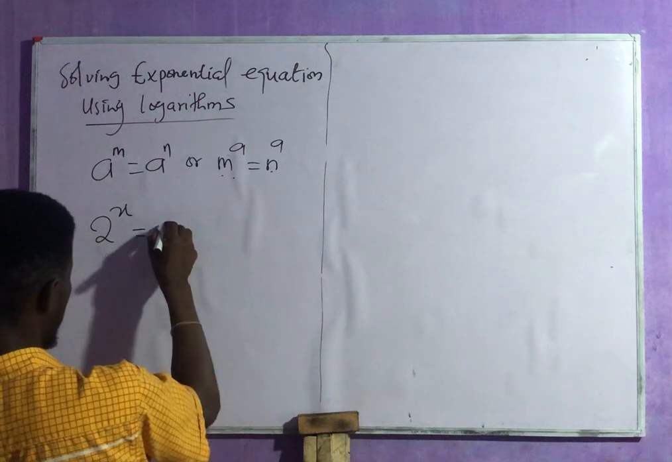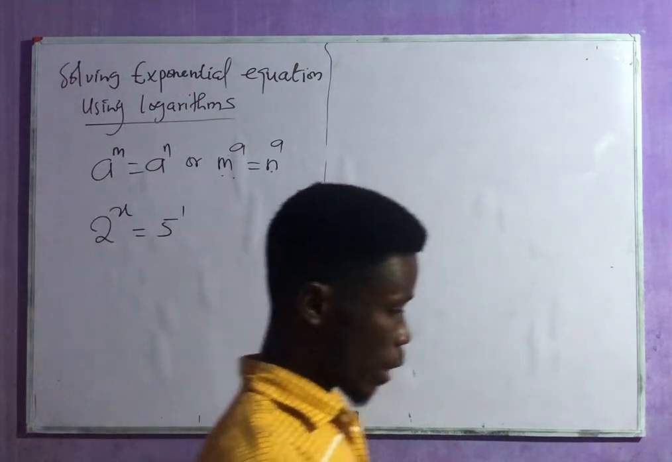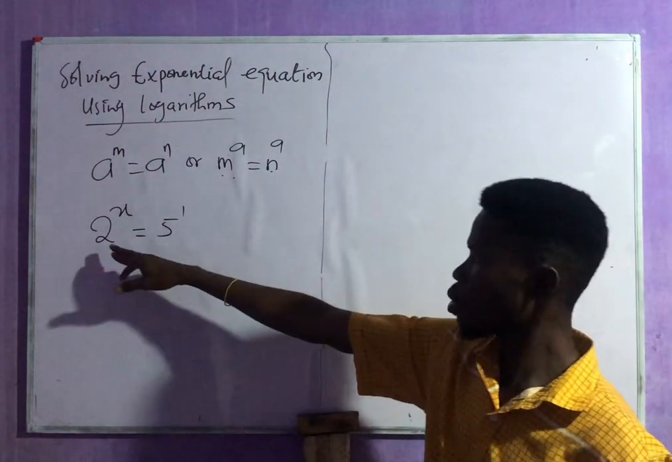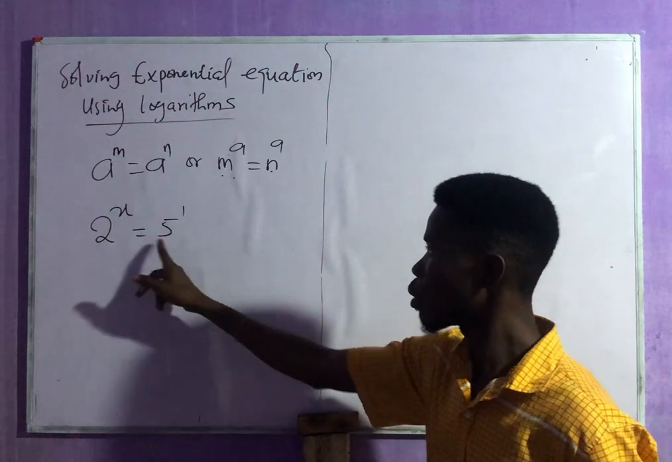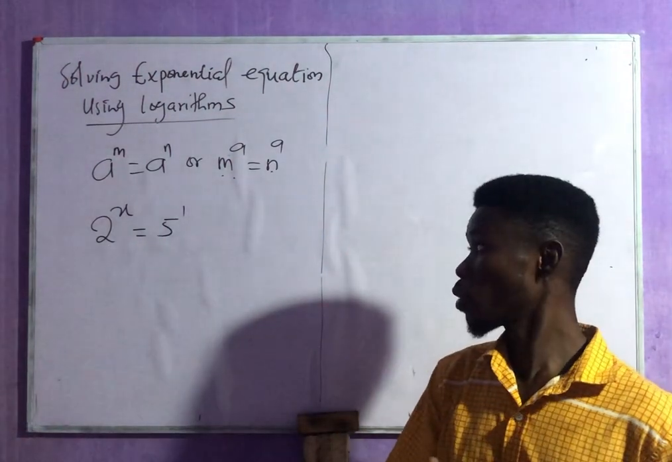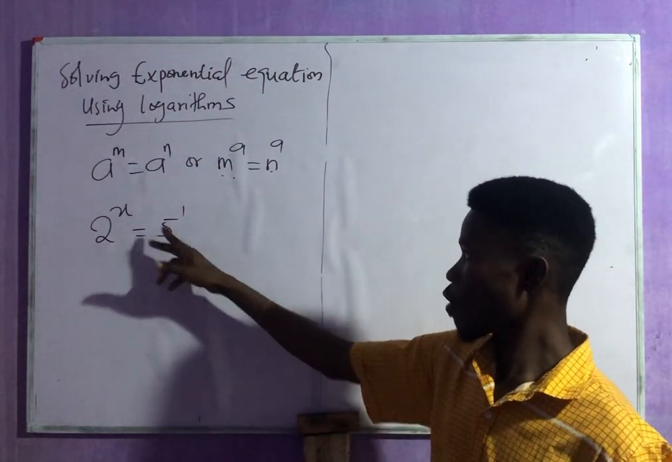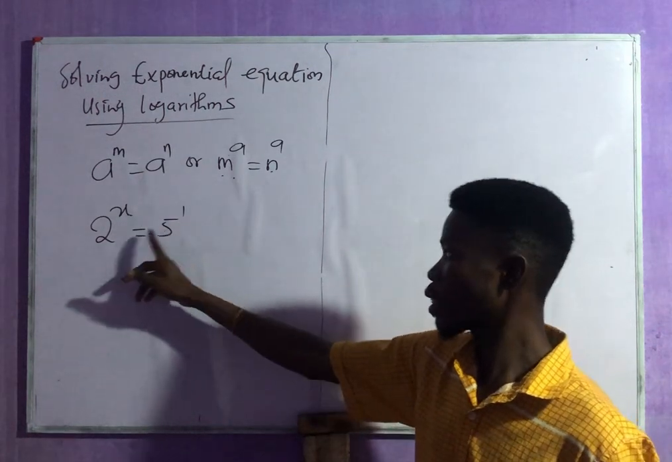Now let's look at an instance where they have different bases and different powers. Something like this. How do you solve this particular question? There's no way that you can make the bases the same. If you can do that, you can leave yours in the comment section for me to see. This is base 2, this is base 5, power x, power 1. We can't make this one and that the same, or this and that the same.